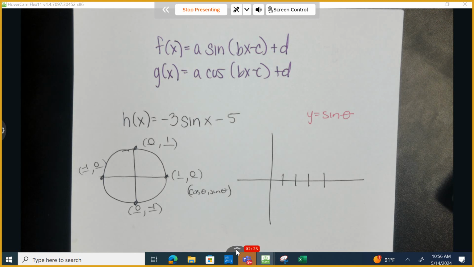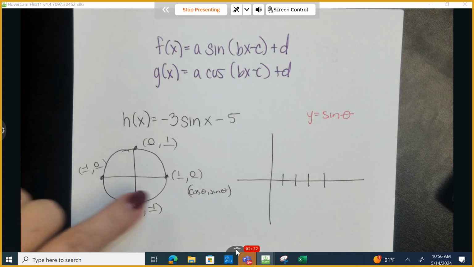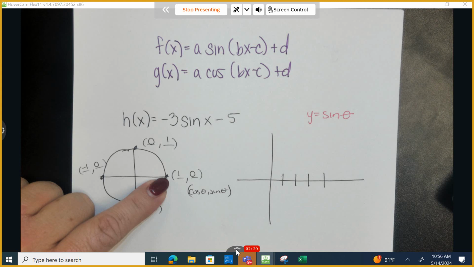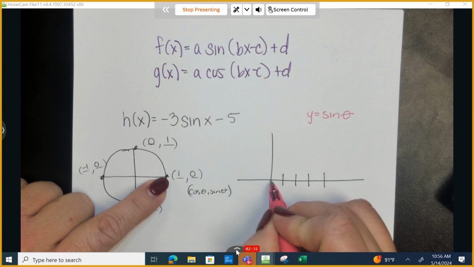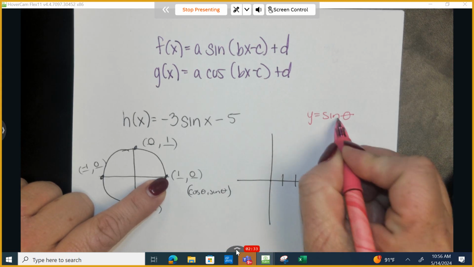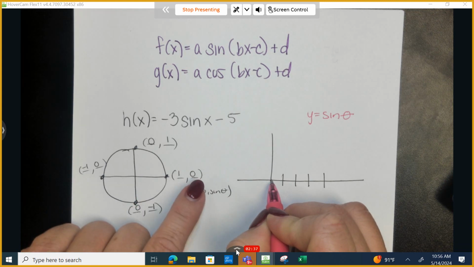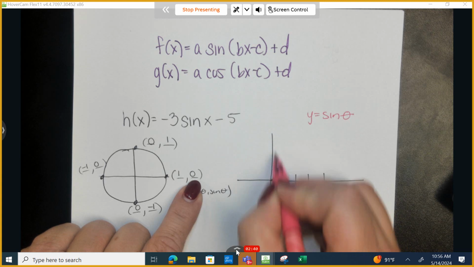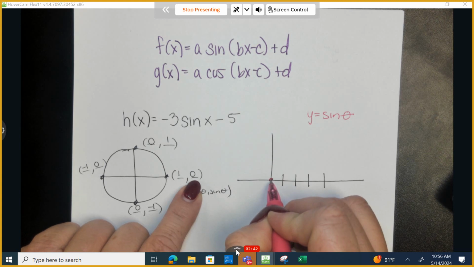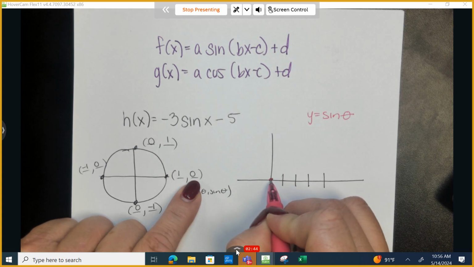And how can I use the unit circle to graph this? Well, this is always our starting point. So right here, I'm going to start at my starting point, the origin. Now sine is the second value. So what is the output? The output here is 0. So on the y-axis, I go to 0. That's my starting point.